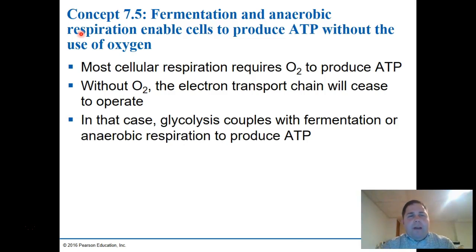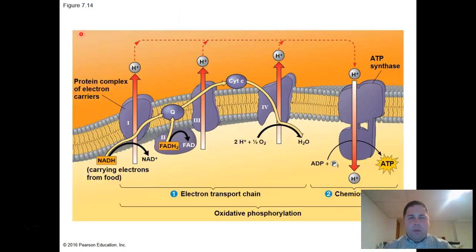So 7.5 is going to talk about fermentation and anaerobic respiration. That's going to be when we don't have oxygen. If we don't have oxygen, nothing that I just talked about in the electron transport chain will happen, because if you remember, we require oxygen for the electron transport chain to work.